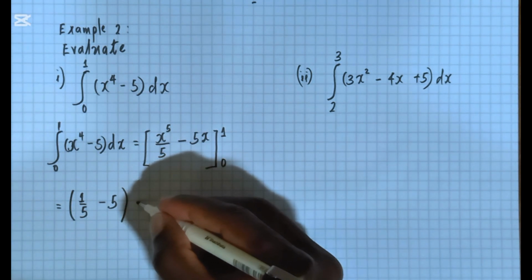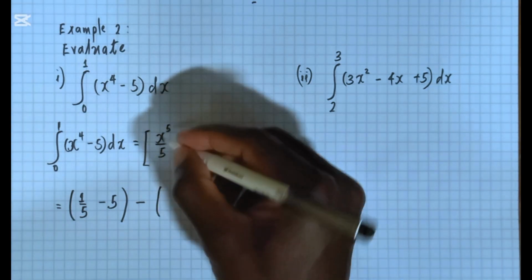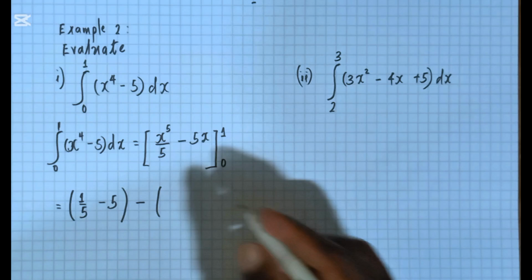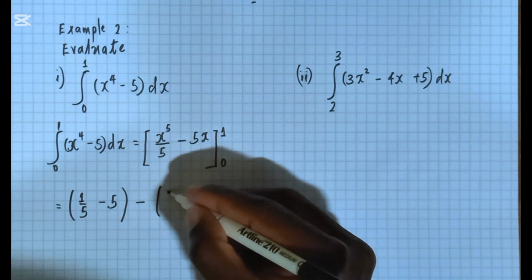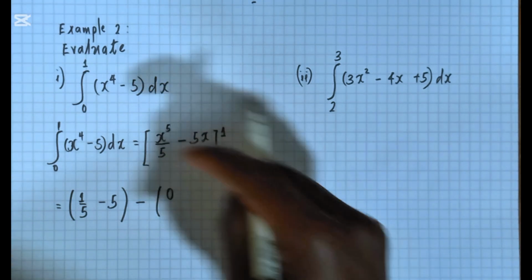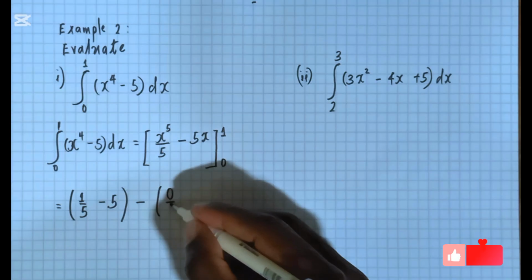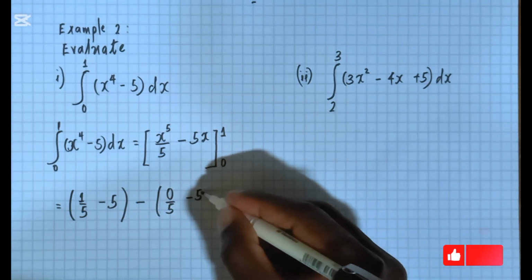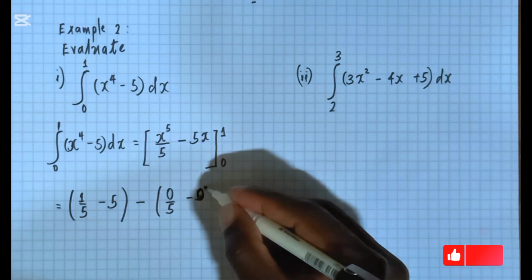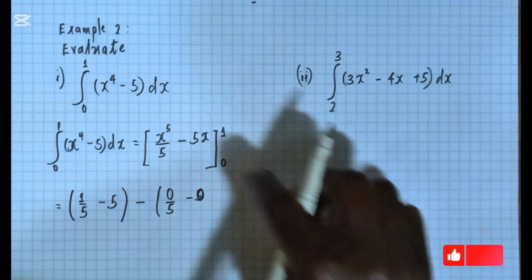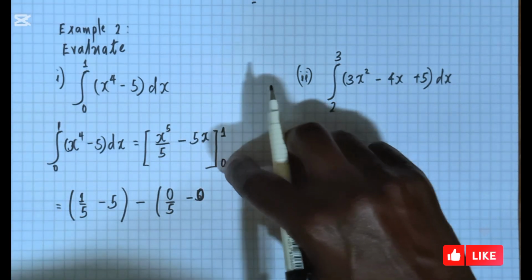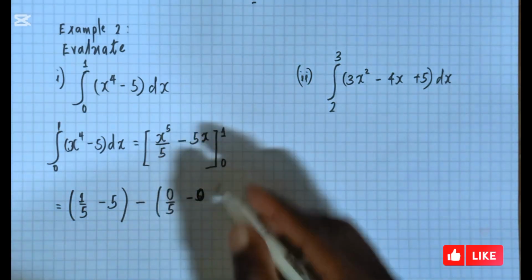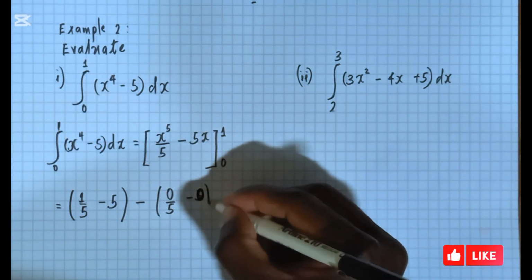So we're going to then have minus the same equation here, but now we are going to put in place of x the lower limit. So we're going to then have 0 raised to 5, which is just 0, all over 5, minus 5 times 5, which actually happens to be 0. 5 times 0, in place of x we're going to put 0 in the lower limit. So 5 times 0, we're going to basically have 0, so this will be 0 here.